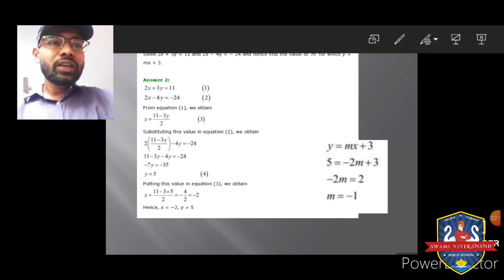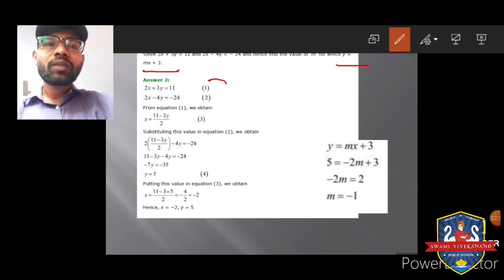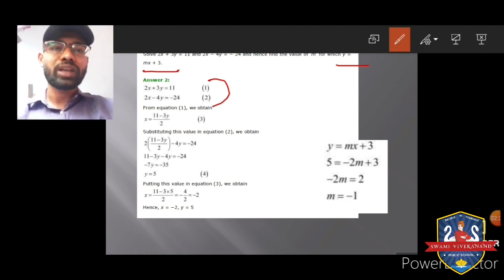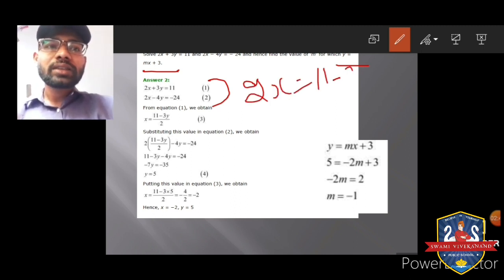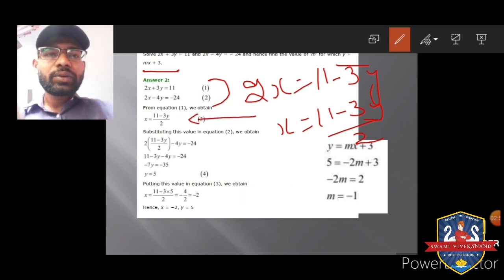Now it's a question in which we have to find the value of m which satisfies the equation y is equal to mx plus c. But first of all, we have to find the value of x and y. How can we find the value of x and y? With the help of these two equations. First equation is 2x plus 3y is equal to 11. Second equation is 2x minus 4y is equal to minus 24. From the first equation, we get 2x is equal to 11 minus 3y. Then x is equal to 11 minus 3y upon 2. Is this clear? This is the same value written here.